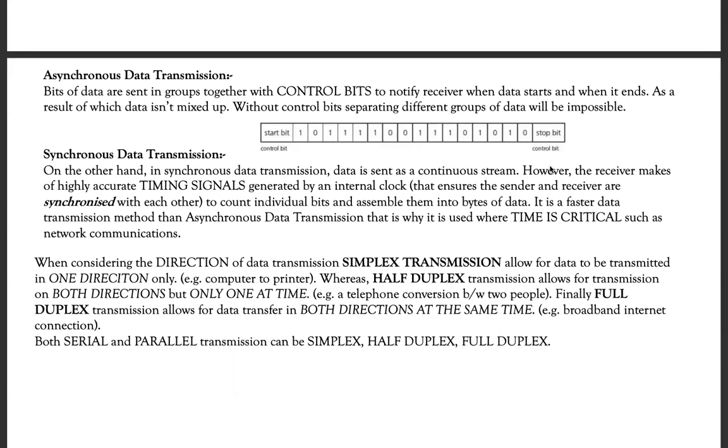And as you might have guessed, asynchronous data transmission is primarily used in serial data transmission and your USB data transmission. In fact, your USB port is called an asynchronous serial data transmission port because it transfers data one bit at a time and it uses control bits to segregate data.